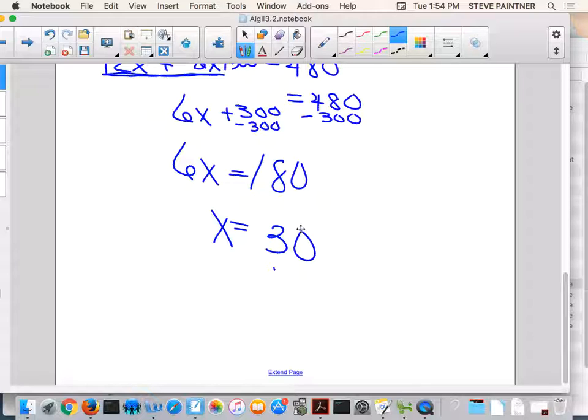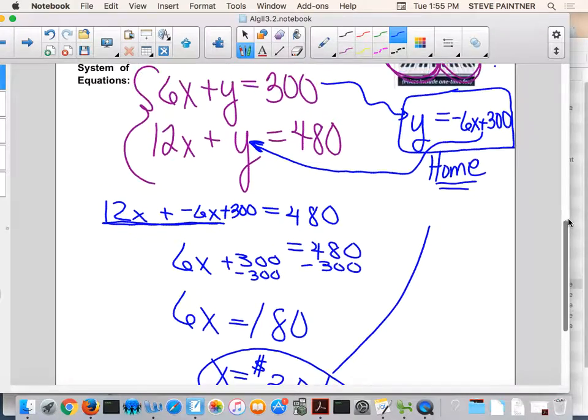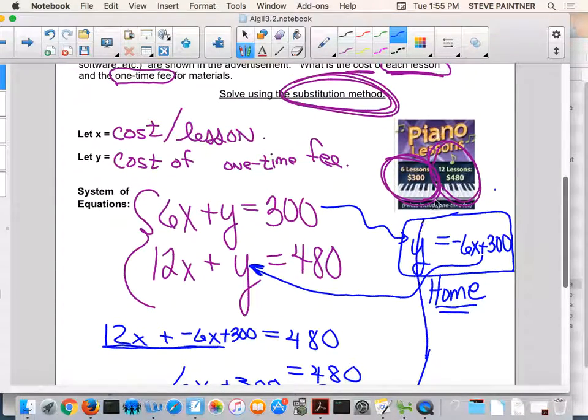Now, what some of you aren't doing, you're not reading what you set up above. X stood for, what did we write? Cost per lesson. So you should say this 30 means what? $30 per what? Lesson. Then you've got to go where? With that answer, where do you go? Home. Go home with 30. So bring it up all the way to home and put it here. 30 goes here.